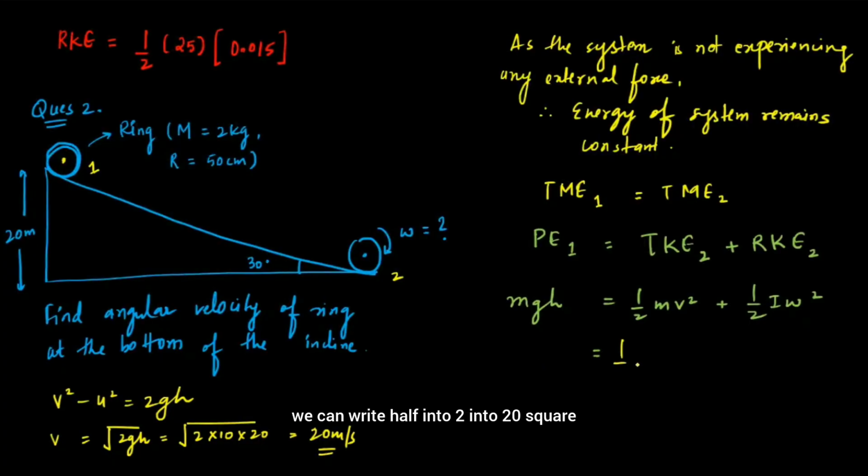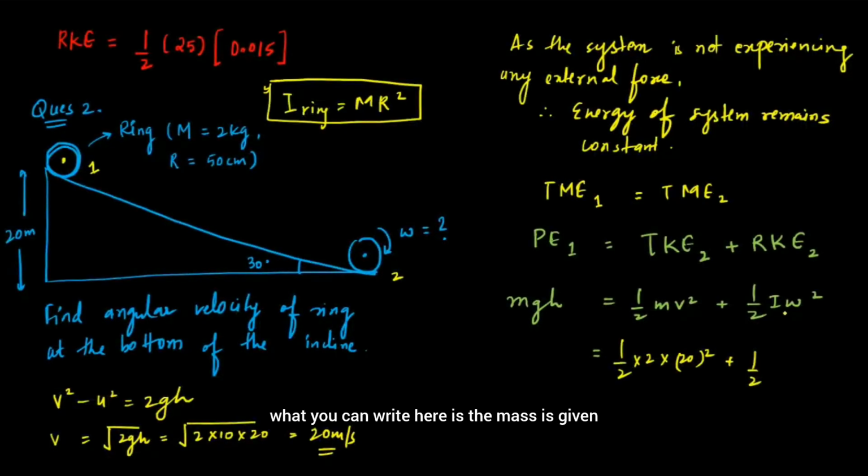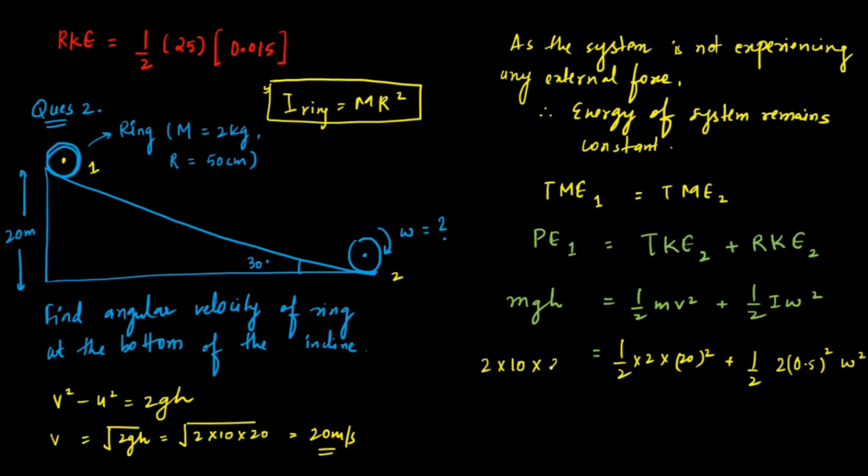All right. We can write half into 2 into 20 square plus, what about I? Remember, the moment of inertia for a ring is mr square. For other objects it is different, but for a ring it is mr square. So I'm taking this example only. The mass is given as 2, the radius is 50 centimeters, so I can take it as 0.5 square, times omega square. This is what you have to find, omega. What about mgh? mgh is going to be 2 into 10 into 20, again taking g as 10.